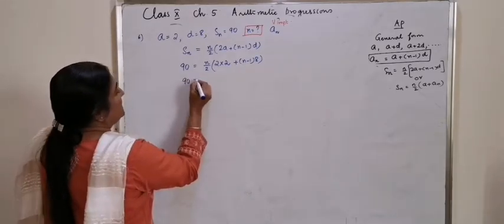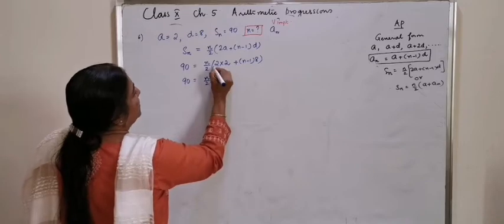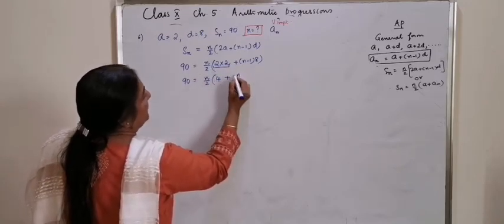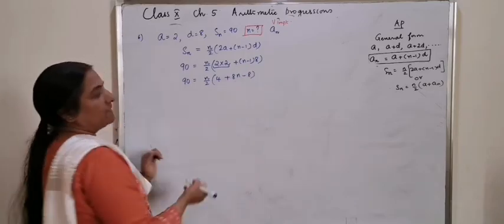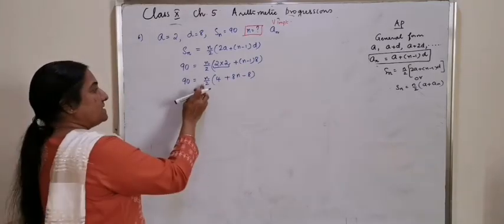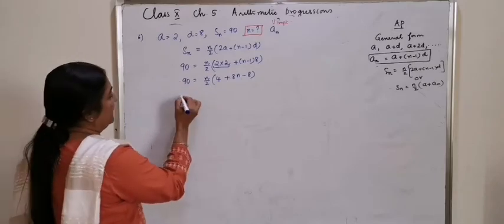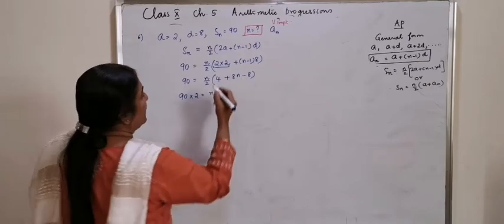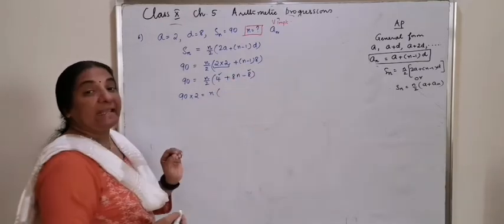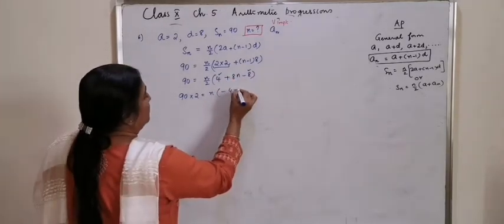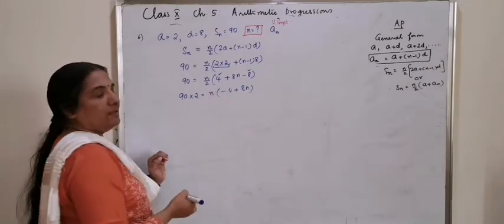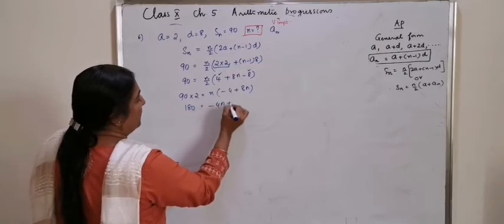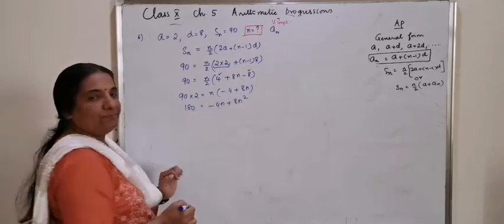or 90 is equal to n by 2 into (2 2s are 4 plus (n minus 1) into 8, which can be expanded as 8n minus 8). The next step is just cross multiply the 2 over here. 90 into 2 is equal to n into (4 minus 8 is negative 4), negative 4 plus 8n. 180 is equal to, you expand, minus 4n plus 8n square.